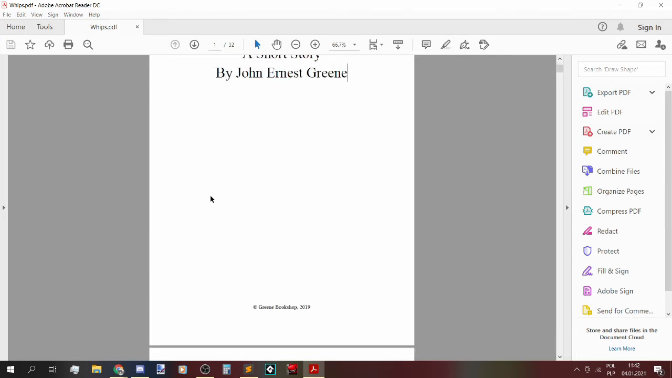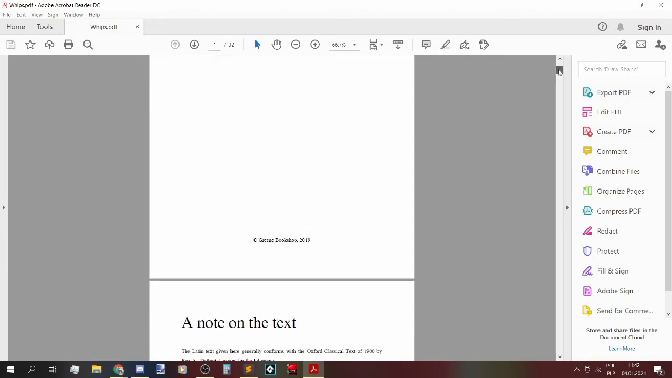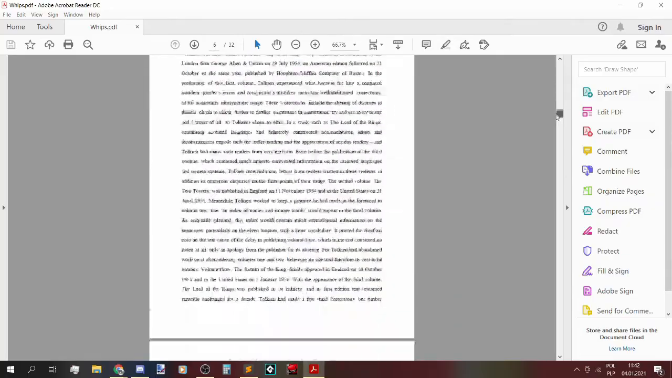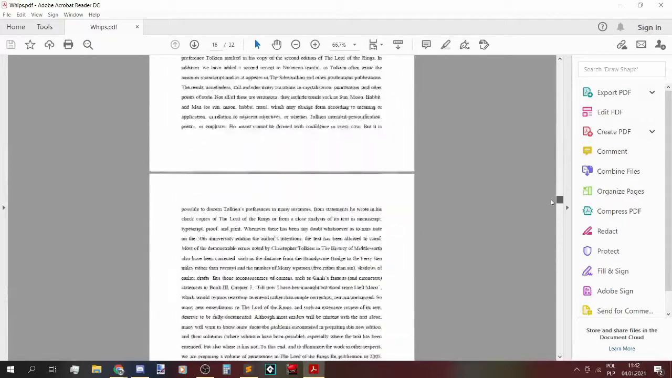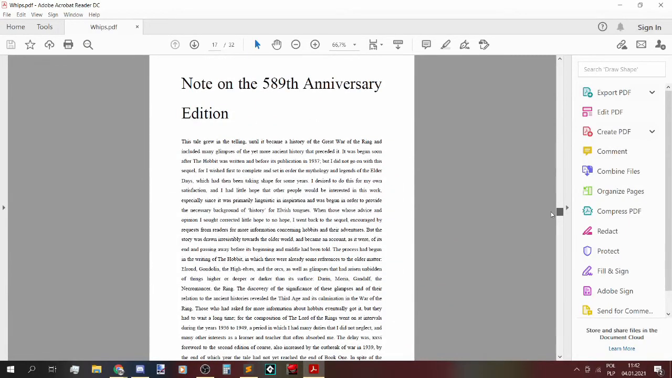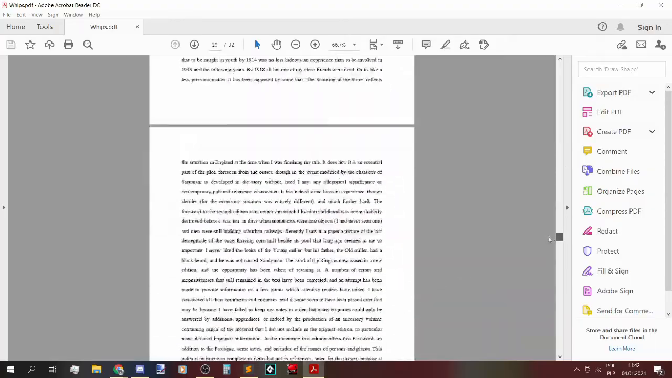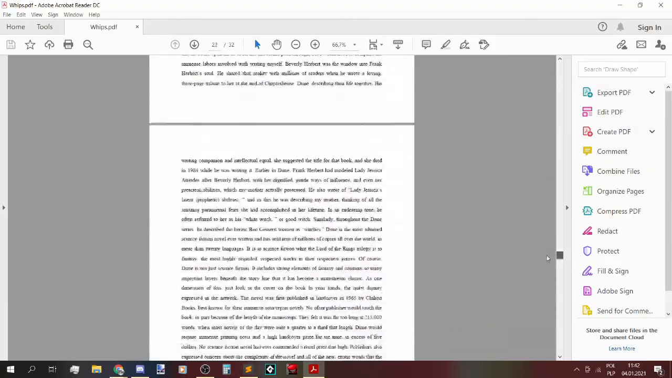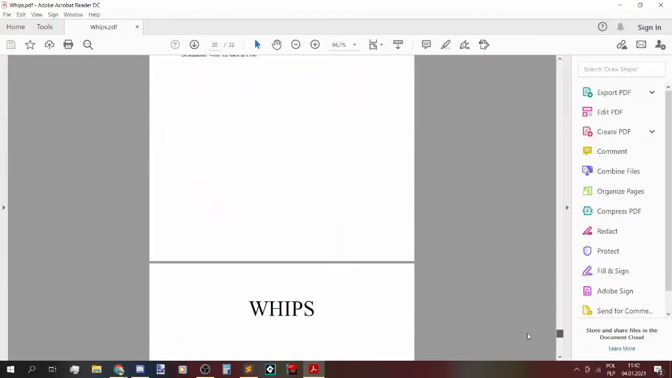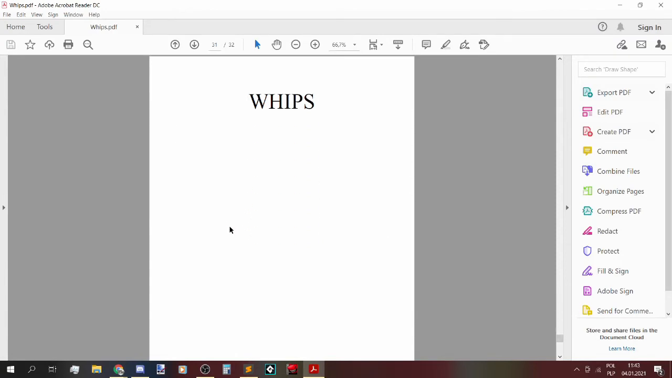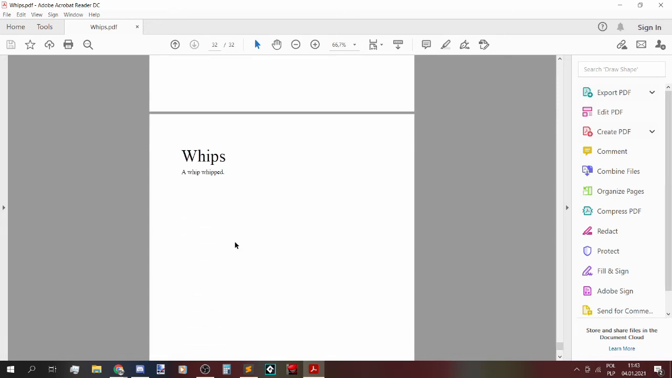Alright, so now let's actually analyze the actual text. So if we just skim through all these notes for the text, another note on the text, 5th digital edition, that's specific for this 589th anniversary edition. This text is actually quite old. Note on the text origins, and somewhere down here we should get to the... no, not on the... there it is. Whoops. So I'll first read through the entire text, and then we'll go through it word by word, just like in the last episode. Whips. A whip whipped.